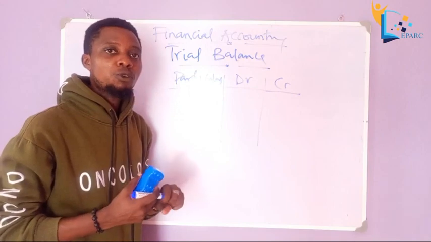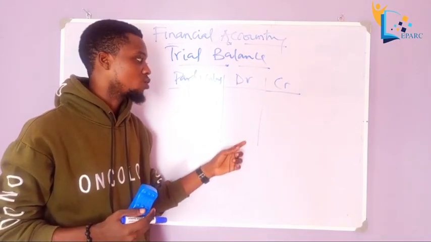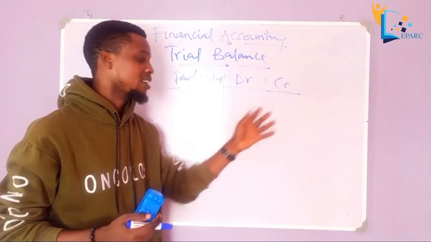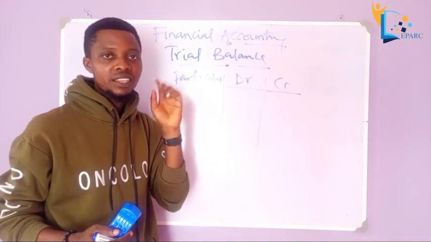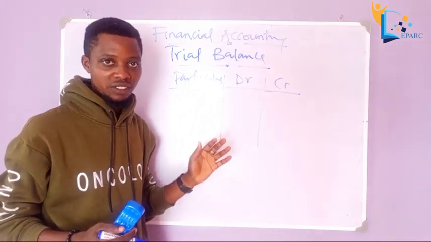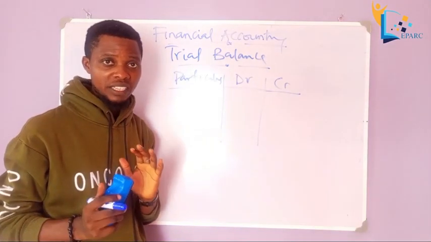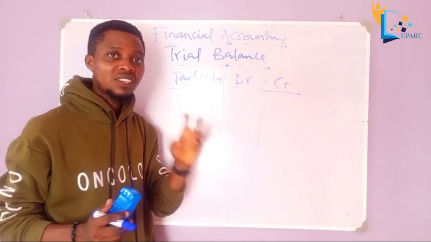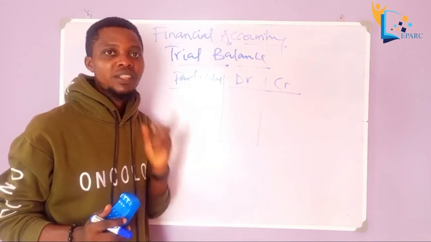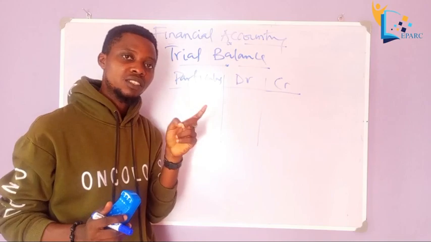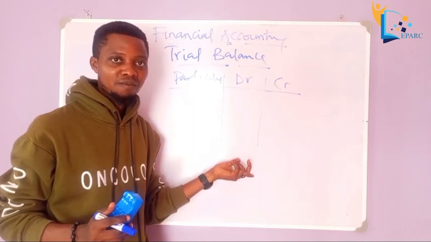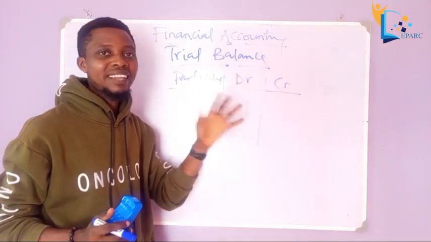In a situation where we don't have the same figure, maybe the debit side is more than the credit side, that means there's an error somewhere in our posting or our entries. Are you following? If both sides don't agree, if they are not equal, there's an error somewhere, either from our posting or from our balances. So that is what the trial balance helps us to do.